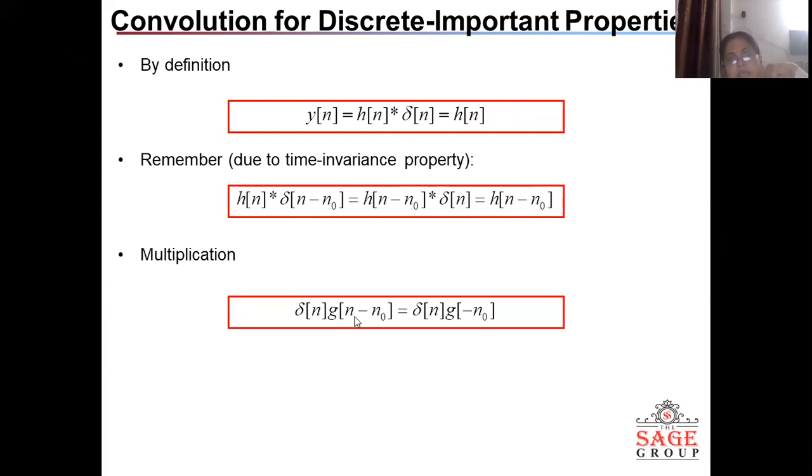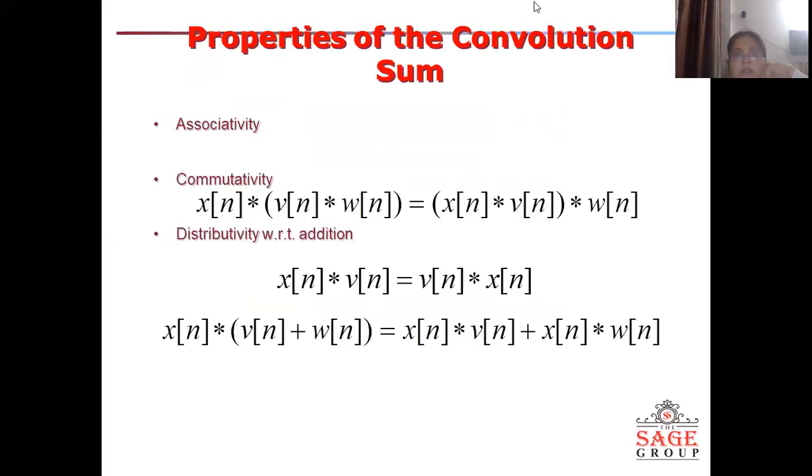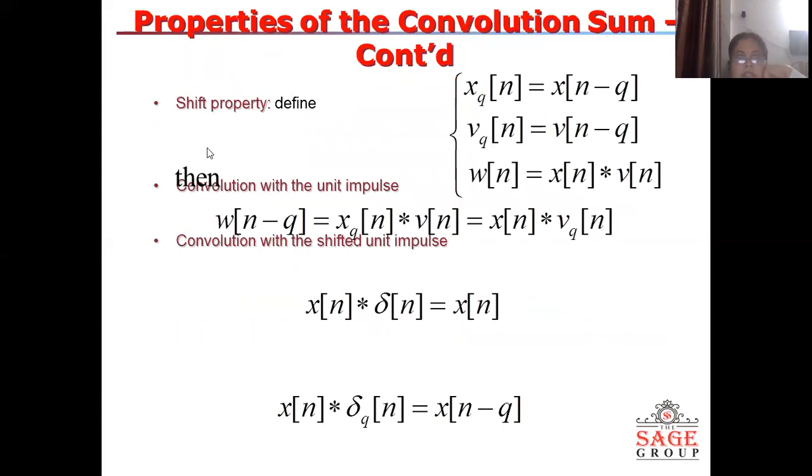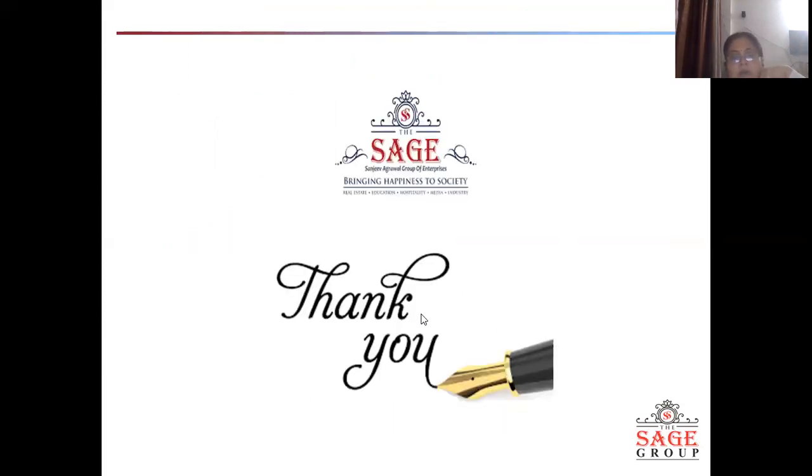Now if we multiply the impulse with any function which is shifted, we get the value at n minus n0. So these are the properties of the convolution sum which we have represented. Now we have taken the three convolution operations, one between these two signals and these two signals, and we can interchange the order of the signals, and we'll prove that this is the commutative property. And now this is the distributive property with respect to addition. So this is the shift property, convolution with the shifted impulse function. So if x[n] is convolved with delta[n], we'll get x[n]. And if we convolve with delta[n - q], we'll get x[n - q]. Thank you. That's all about the convolution.